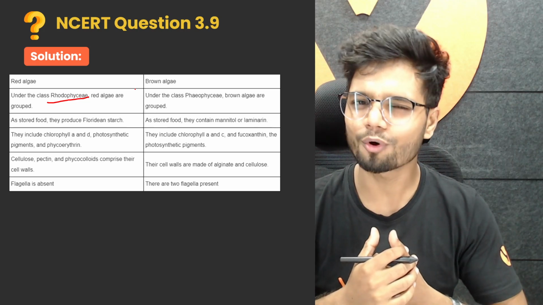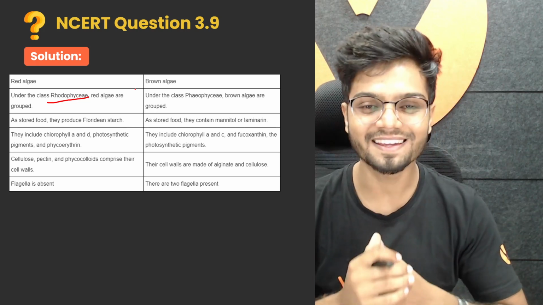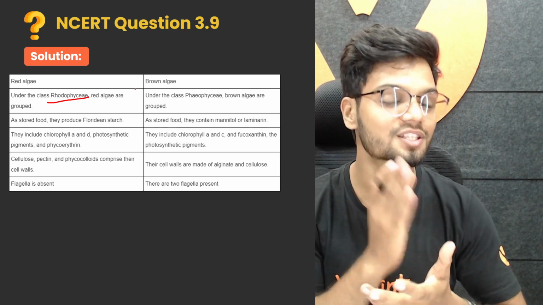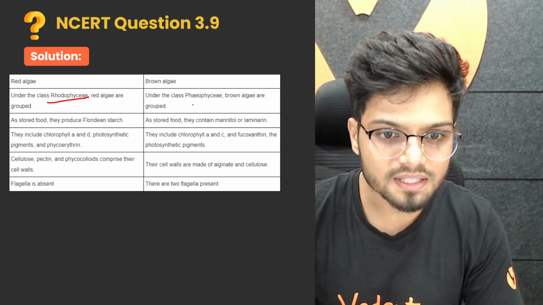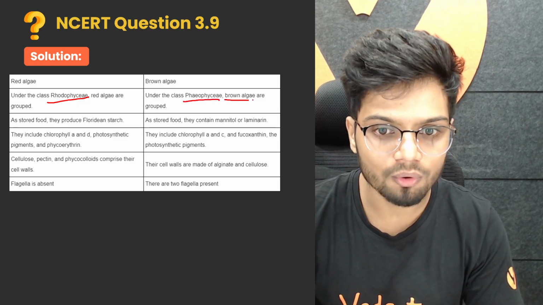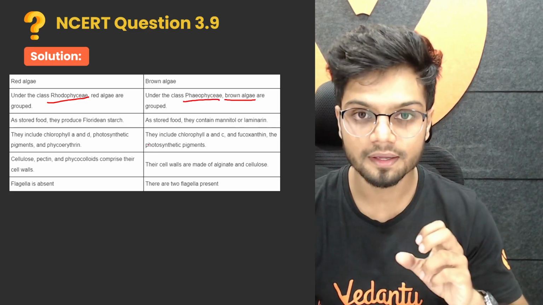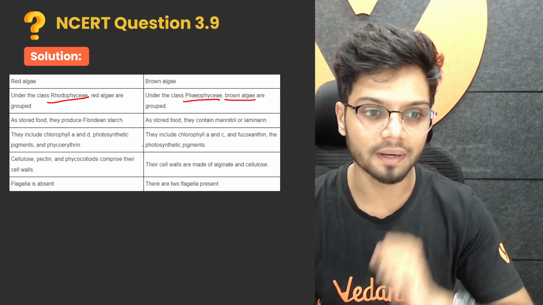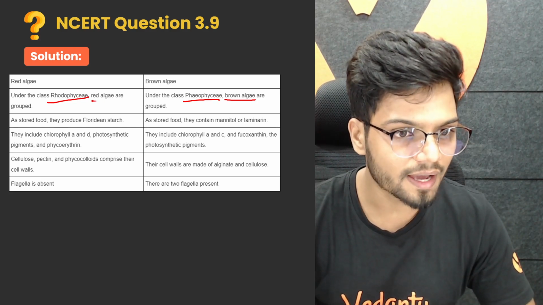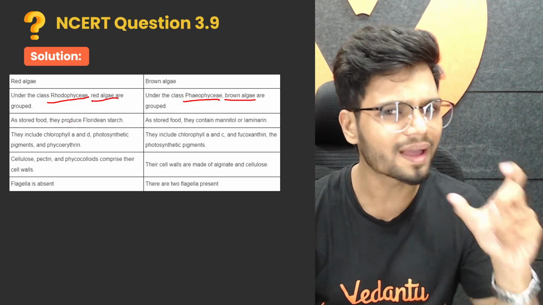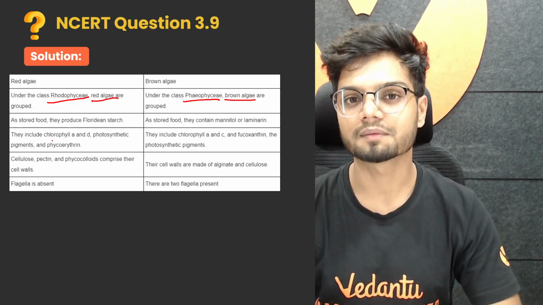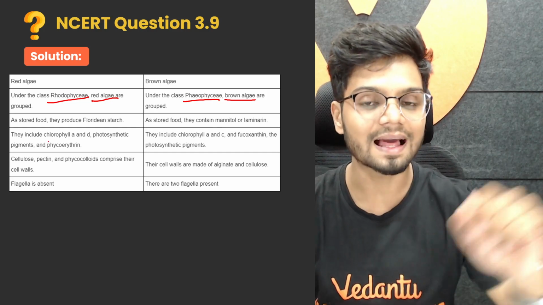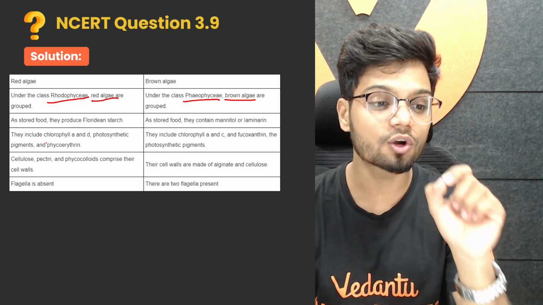What about Chlorophyceae? That's your green algae. Right now we're not looking at it. Let's just look at the Rhodophyceae and Phaeophyceae. Now, when I say Phaeophyceae, I say brown algae. Why the brown? Because of the pigment. When I say Rhodophyceae, I should think of red algae. Why red? Because of the red pigment. Now, what is this red pigment?